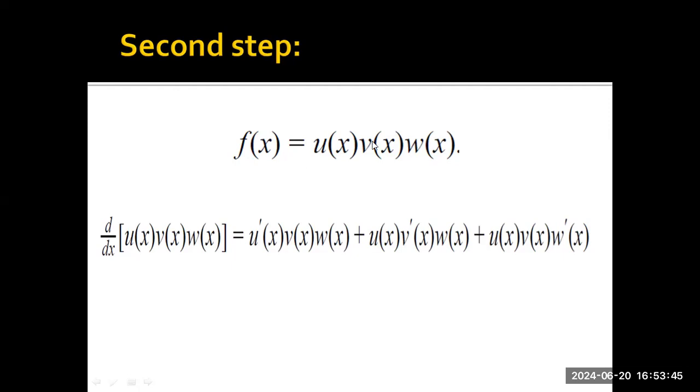Okay, we just replicate this expression here in the right hand side. We copy this one thrice, but the difference is that, okay, they are congruent expressions, but there are differences. In this first addend here, you only differentiate u of x. In this second addend, we only differentiate v of x. And in the third addend, we only differentiate w of x. Okay?